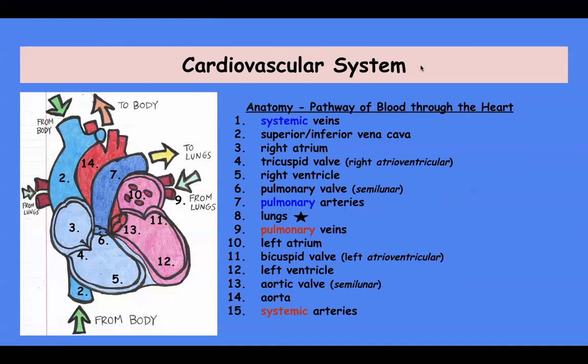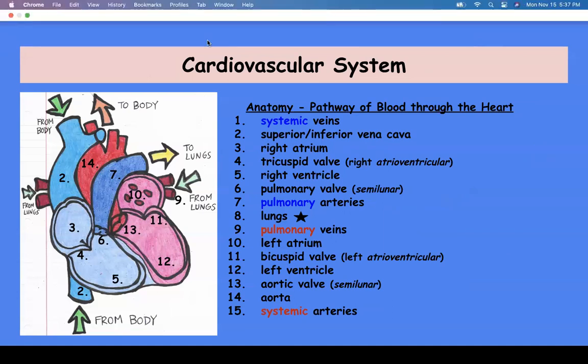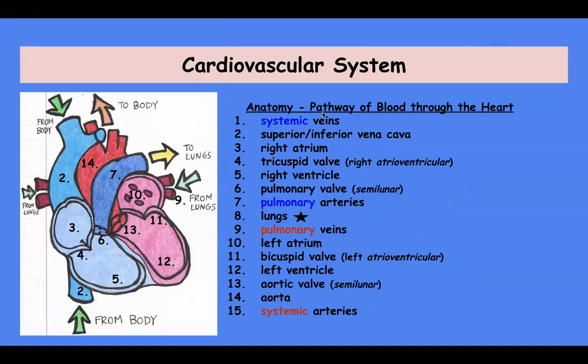So let's review the pathway of blood through the heart. We talked about how veins deliver blood to the heart. So if you can see my mouse, imagine a vein delivering blood to the heart. And that's why this arrow right here says from the body. I've labeled it systemic and I've highlighted it in blue. We will go over that shortly when we talk about the two different types of circulation, so don't worry about that too much right now. So for right now, veins deliver blood from the body to the heart.